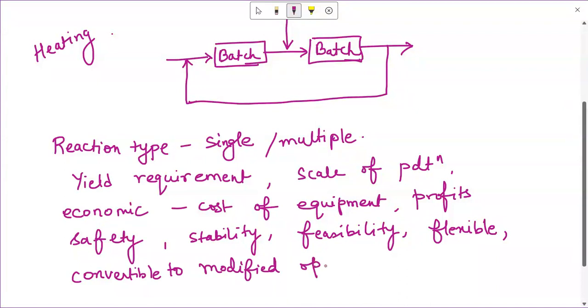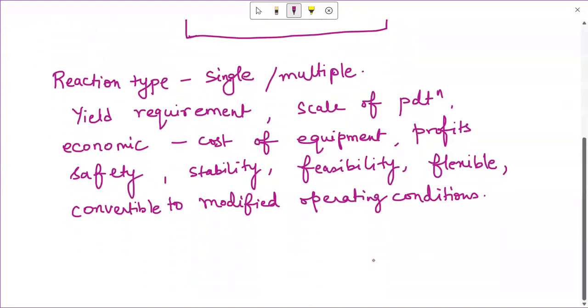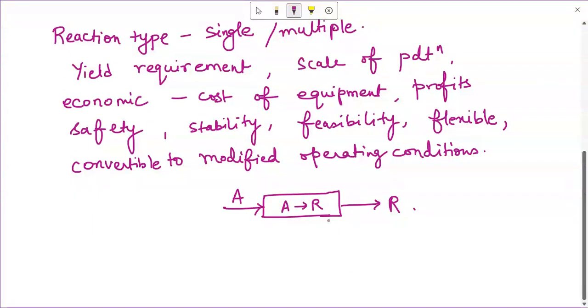What do I mean by these modified operating conditions? Okay, so let's take an example for this. Let's say you have a plant where you have one batch reactor and you are processing fluid A. So there is some reaction and you are getting the product R. Okay, fairly simple. I'm not going into recycle and all of those things. It's just a simple reactor.